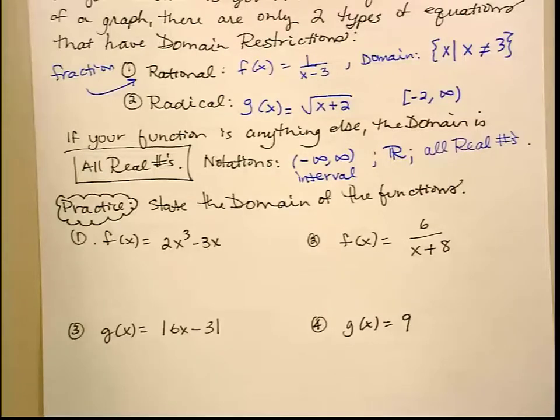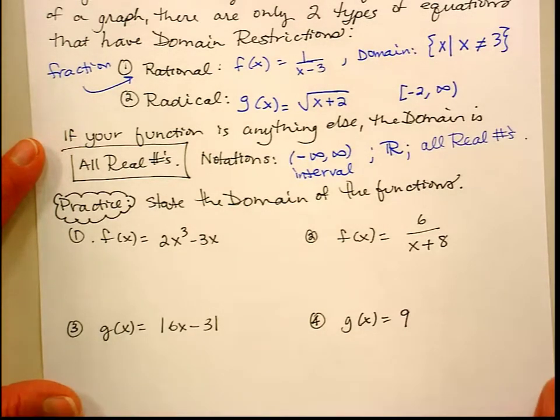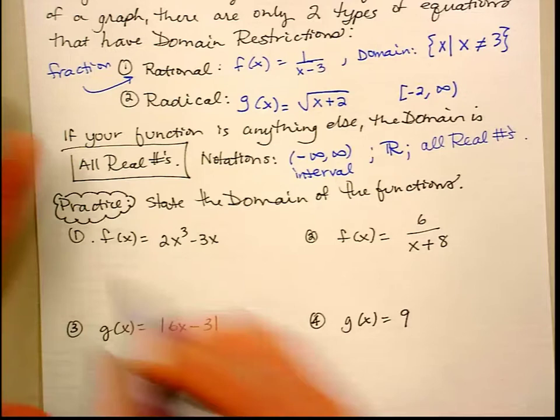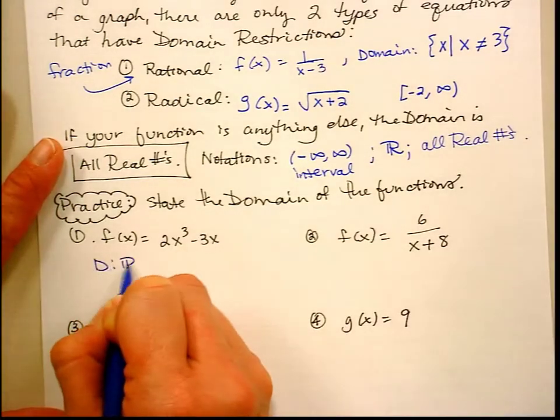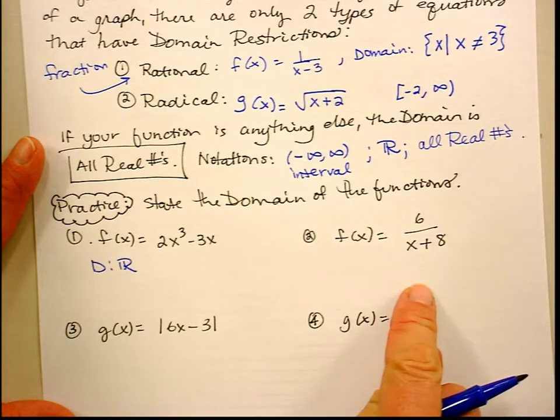So f of x equals 2x cubed minus 3x. What's the domain? Here's what you have to ask yourself. Do we have a fraction? Nope. Do I have a square root sign? Nope. So the answer, the domain, is all real numbers. Just that.